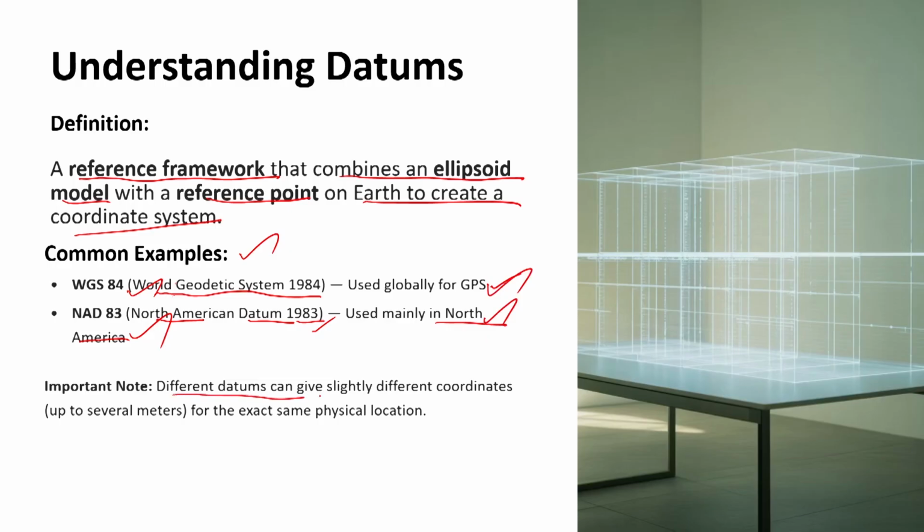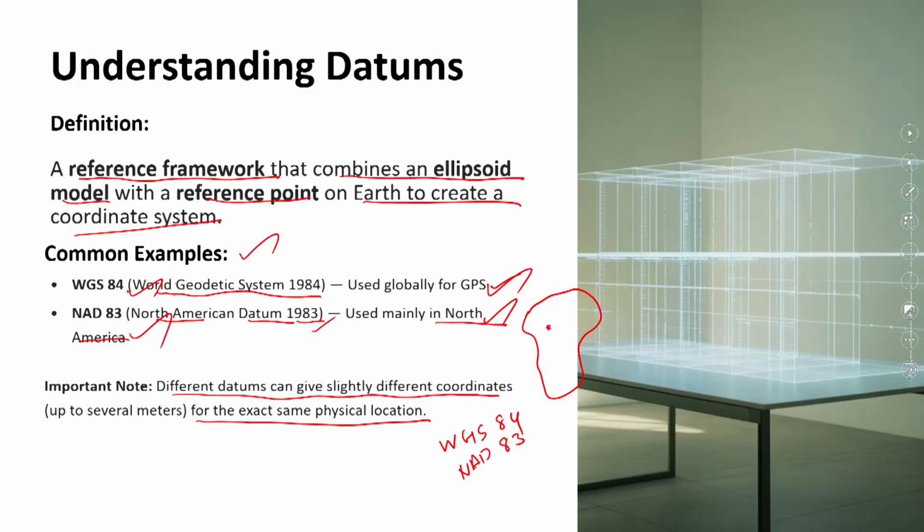And different datums can give slightly different coordinates for the exact same physical location. Let us understand clearly: this is WGS 84 and this is NAD 83. Suppose assume that this is a zone. So, using WGS you are plotting the point somewhere here. If you are changing the datum, what will happen? That point has a slight shift, because we are changing the complete datum point.